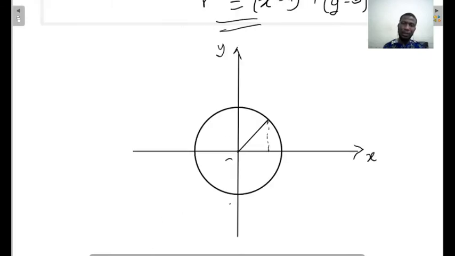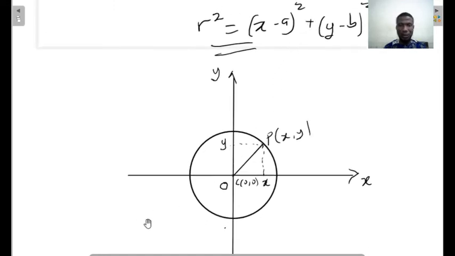Alright, now because our circle has a center being the origin, the center will be 0, 0, and still P here will be X, Y. This point traced to the Y axis here will be Y. Then traced to the X axis here will be X. And now this formula at the top here, remember here is R, and then here will be Y minus 0. This side will be X minus 0.